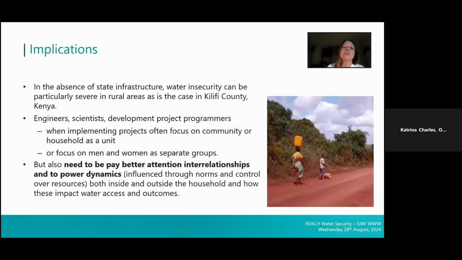So in the absence of state infrastructure, water insecurity can be particularly severe in rural areas, as is the case in Kilifi County. Often when implementing projects, the focus can be on the community as a whole or the household as a unit, or the focus may be on the different needs of men and women as separate groups. But there really needs to be more attention paid to interrelationships and negotiations and different power dynamics, both inside and outside the household, and how these impact water access and outcomes.